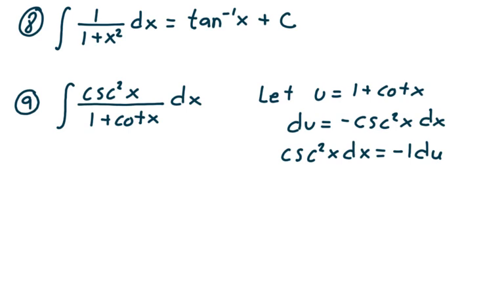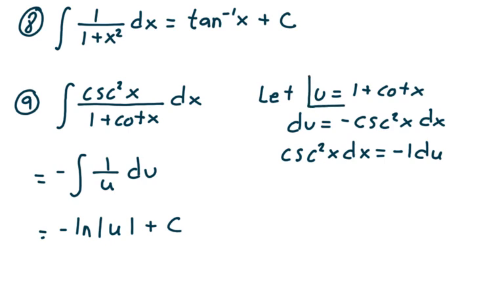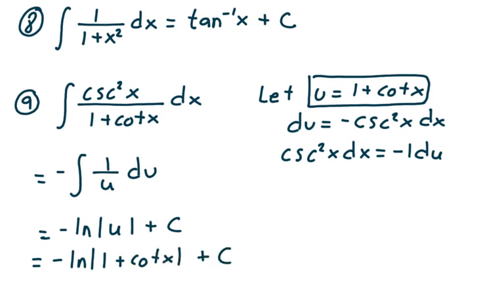All right? And so from here, this is negative the integral of 1 over u du. And this is negative natural log of the absolute value of u plus c. But remember that u is 1 plus cotangent x. So this is negative natural log of the absolute value of 1 plus cotangent x plus c. And that's how you do problem number 9.